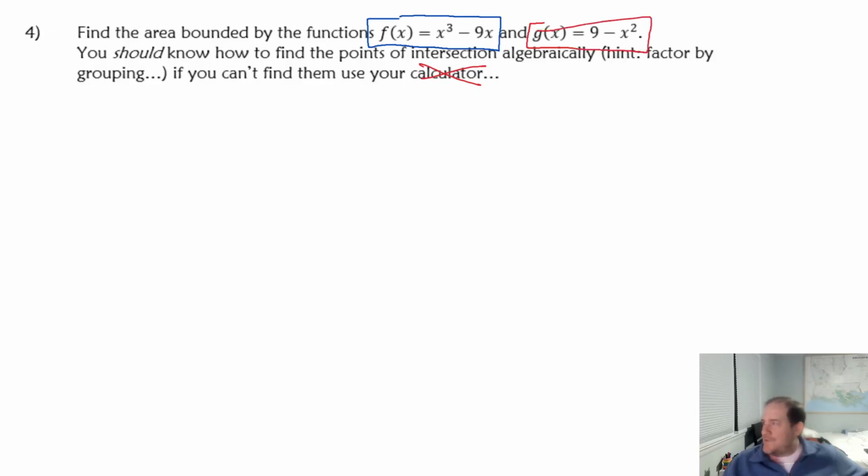But the way we're going to do this is just take these guys, set them equal. So we'll go x cubed minus 9x, and you'll set that equal to 9 minus x squared.